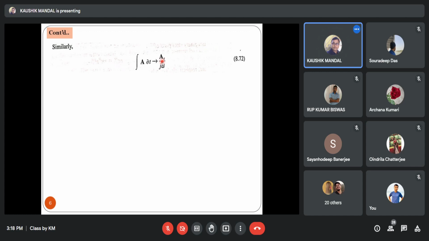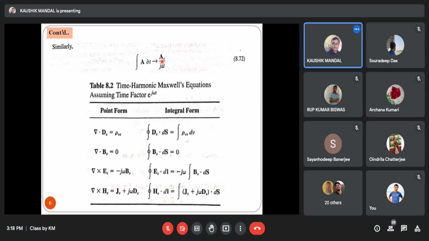Now we are already familiar with the four different Maxwell's equations. Now we rewrite the four Maxwell's equations in terms of this phasor form, which will be called the time harmonic form of Maxwell's equations. The first equation, divergence of D: in place of D we replace it by its corresponding phasor, so divergence of Ds equal to ρvs, which is known to us. Divergence of B, with B replaced by the phasor Bs, so divergence of Bs equal to 0.